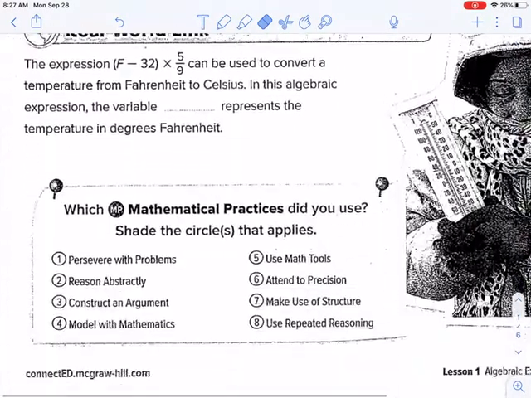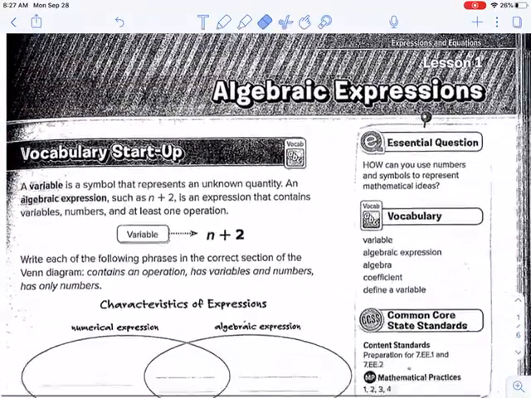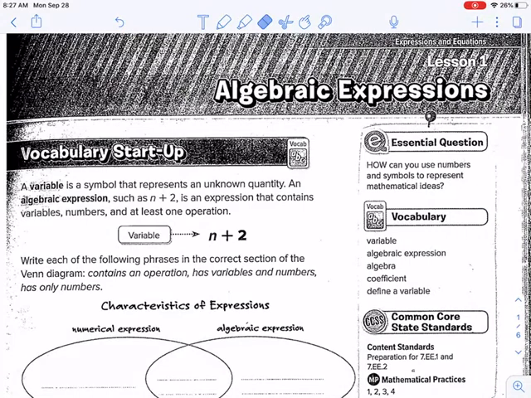Hello everybody, we are on page 349 out of your book. We are starting chapter 5, and our first lesson today is on algebraic expressions. Now, ever since elementary school, you have dealt with numerical expressions where you've had numbers and an operation symbol such as addition, subtraction, multiplication, or division. Today, we're moving into expressions that have variables. And remember, variables are symbols that represent an unknown quantity.